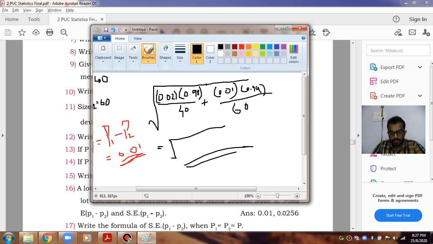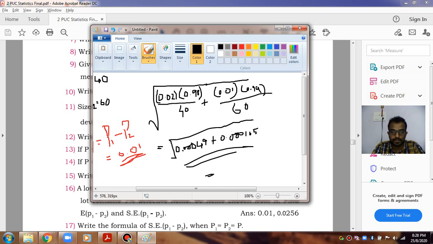Square root of 0.02 into 0.98 divided by 40. Suzanne, tell me the first part, how much are you getting? 0.02 into 0.98 divided by 40. I got 0.00049, sir. Correct. Very good. Even I got that. Diksha, tell me the second answer. 0.01 into 0.99 divided by 60. So it's 0.000165. Very good. Correct.